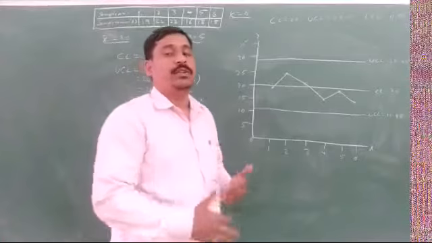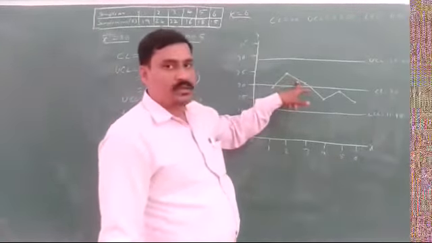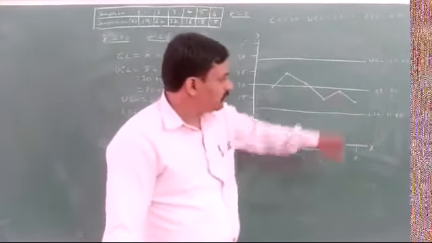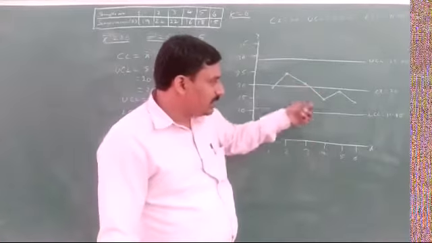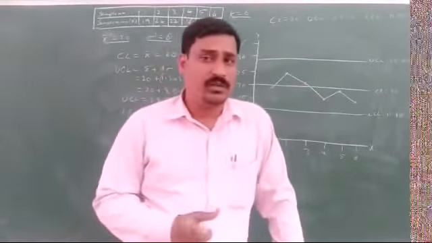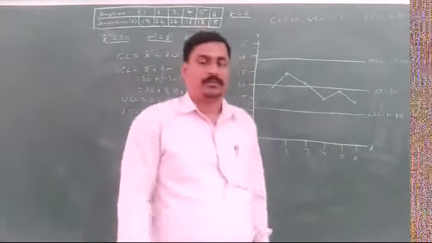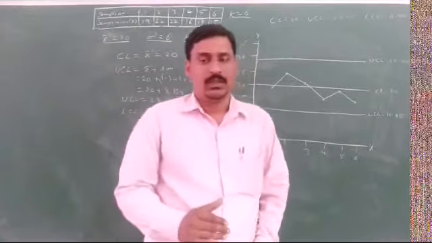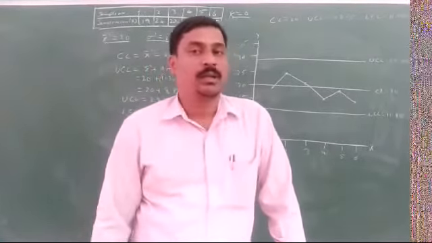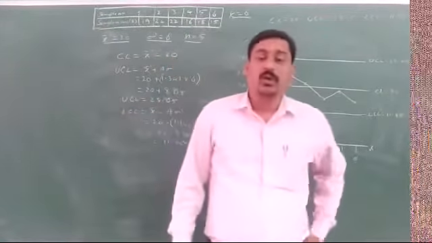See here, 2 values are lying continuously in between the center line and the upper control limit, and here 1, 2, 3 points are lying in between the center line and the lower control limit. If like that, continuously 7 values lie in either this area or this area, on one side, then we say the product or process is not under control. Check for it.